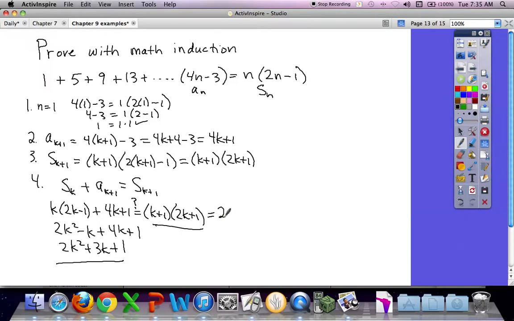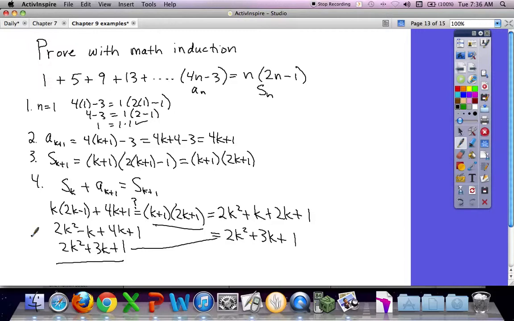K times 2k is 2k squared. K times 1 plus k. 2k times 1 plus 2k. And 1 times 1 is plus 1. So 2k squared plus 3k plus 1. And those are the same. So again, we assumed that it works for n equals k by using that formula. We showed that it worked for s equals k plus 1 by making the left-hand side match the right-hand side.